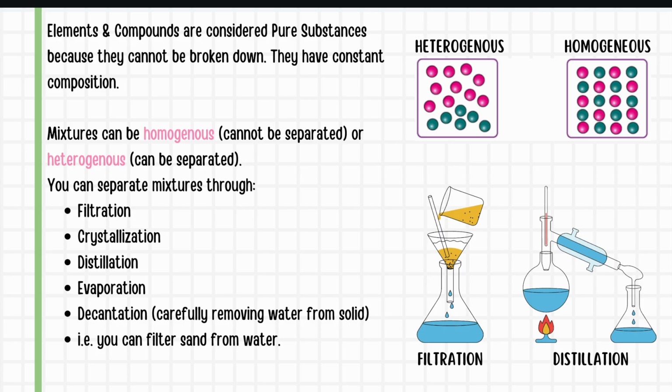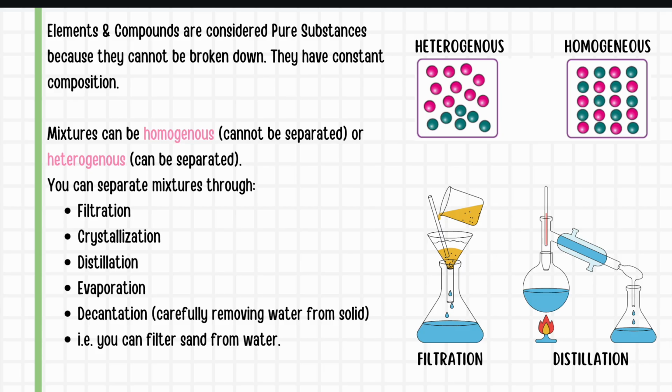And if you want to visualize it a little bit more, in the top right corner, you can see this picture right here. For heterogeneous mixture, the pink is visibly separated from the green. All of the greens are together. All of the pinks are together. You can easily break them apart. But in a homogeneous mixture, they're so perfectly mixed in together that it's really, really hard for you to split them up. So what are the ways that you can separate heterogeneous mixtures?